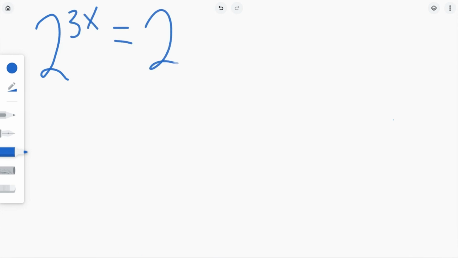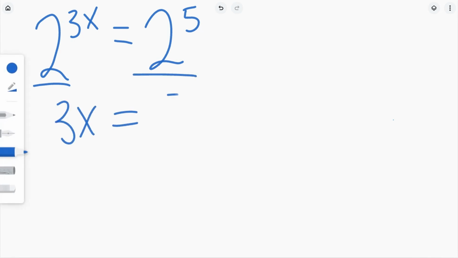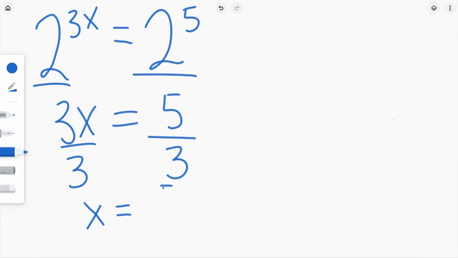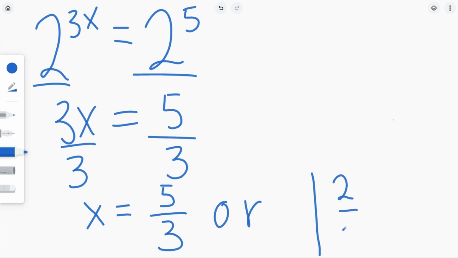So 2 with 3x as an exponent, 2 with 5 as an exponent. The bases are the same, law of indices. So 3x is equal to 5. We equate the exponents, we divide through by 3. x is equal to 5 over 3. 5 over 3 is the same as the mixed fraction 1 and 2 over 3.